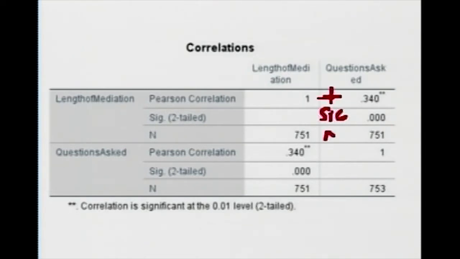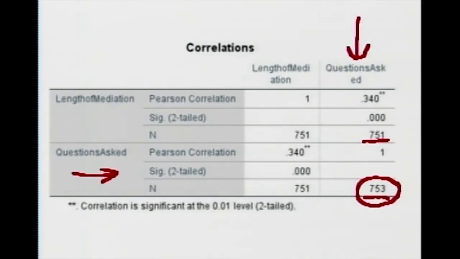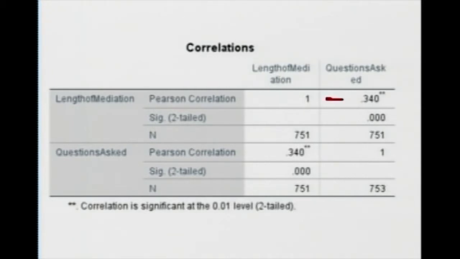And then here's the n. This is n equals 751, so I know there are 751 pairs of scores, and that's kind of interesting to look at as well. One thing you might notice is that the n's change in the boxes. We have 751 here and 753 here. This means that 753 people answered how many questions were asked in that number of mediation sessions, but only 751 reported the length of the mediation. So we have to take the lower number. All right, so we see the three important numbers: right here, here, and here.